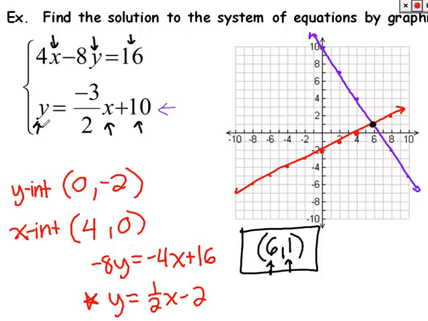So if I plug in this point 6, 1 into both equations, it should make the first and second equation true. Therefore, 6, 1 is a solution to this system.